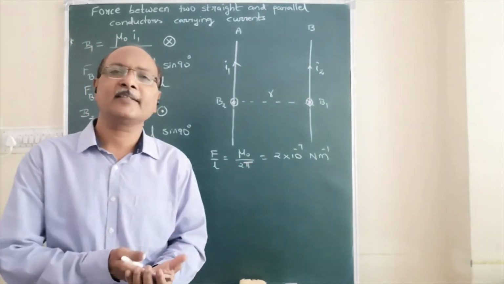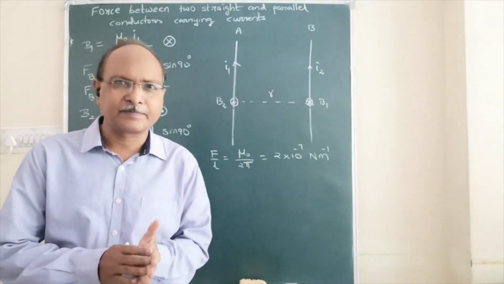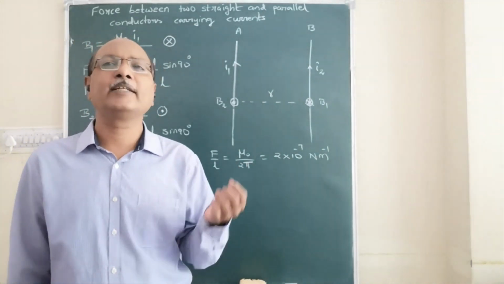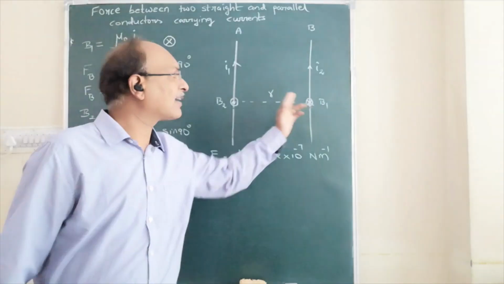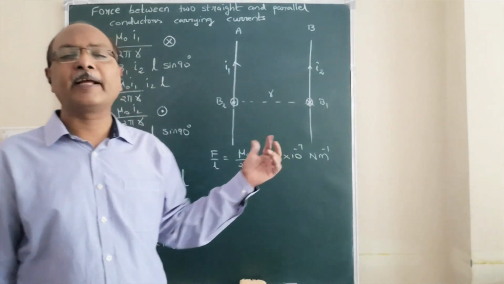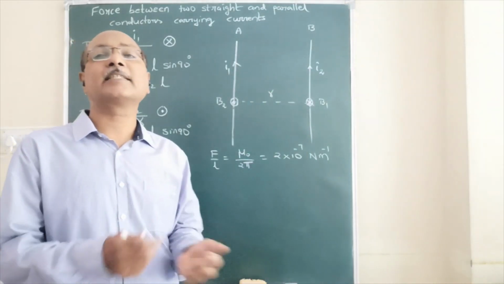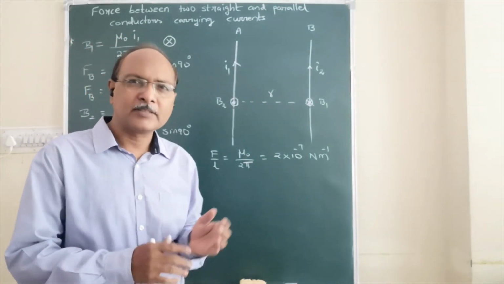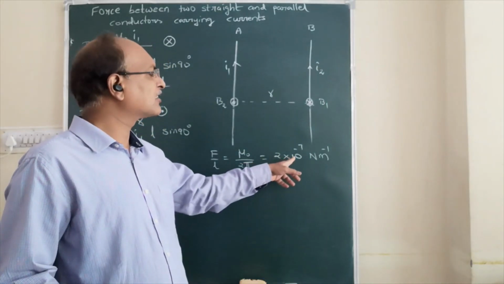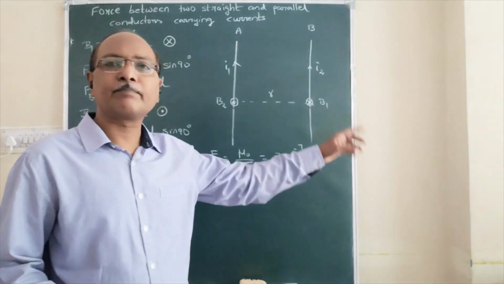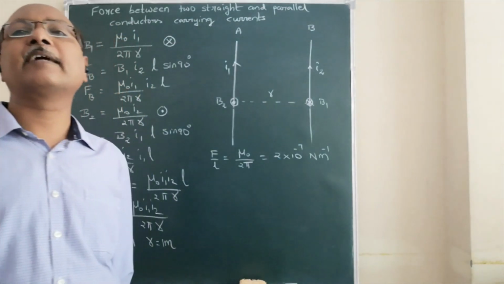Or you can also say that ampere is that current which, when flowing through two straight and parallel conductors separated by a distance of 1 meter in air, causes a force between them equal to 2 × 10^-7 Newton per meter. So that is the definition of ampere.